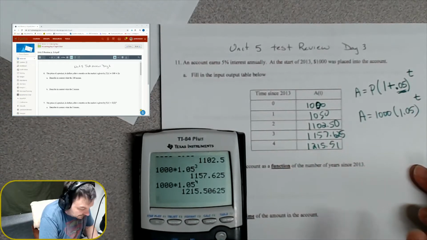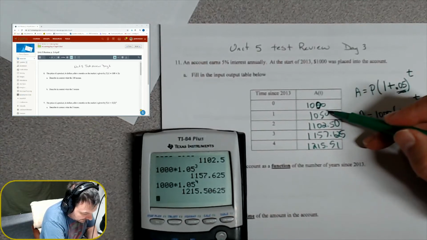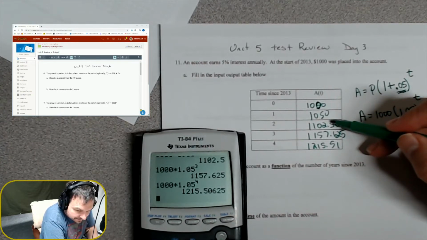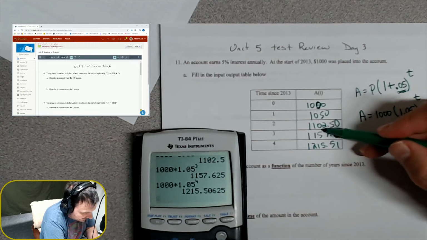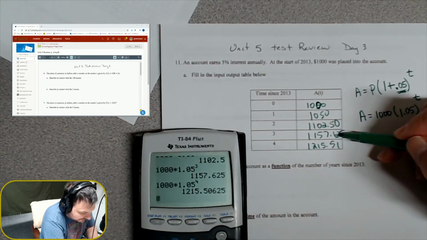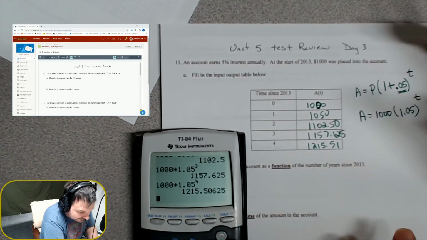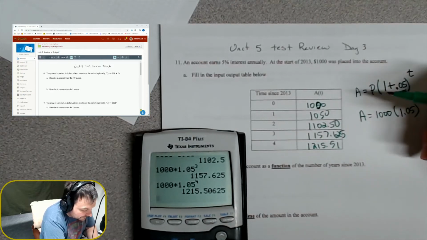Now notice this is not linear. This went up by 50. This went up by $52.50. That went up by $55.12. You see how that's not the same? It's a multiple. We multiply it every time.